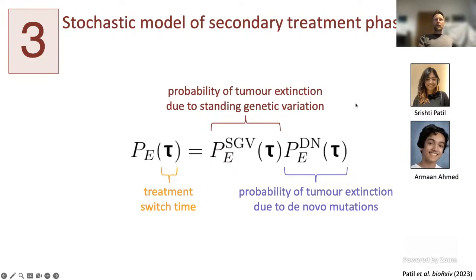And the stochastic model involves a treatment switch time here, which we call tau, and a probability of extinction, PE, which is the product of two components. The first one is the probability of tumor extinction due to the standing genetic variation. That is the resistant mutations that are present when you start treatment. And the second one is the probability of extinction due to de novo mutations, those that occur during the treatment.